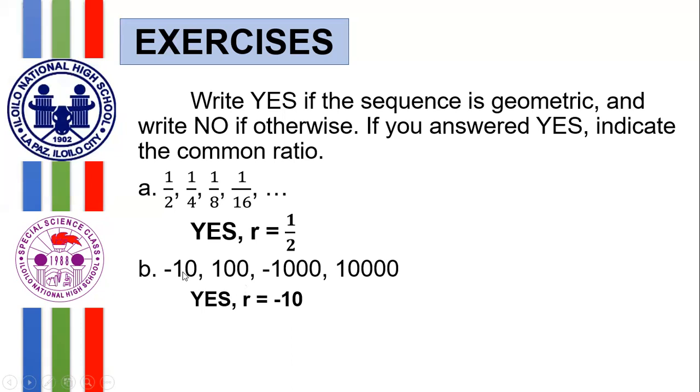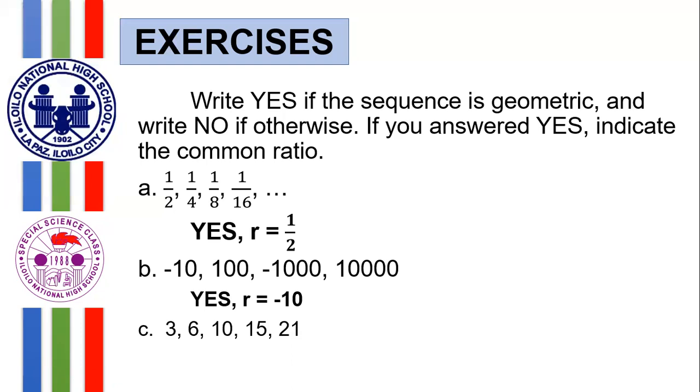100 divided by negative 10, that's negative 10. Negative 1,000 divided by 100, it's negative 10. 10,000 divided by negative 1,000, it's also negative 10. So yes, with a common ratio of negative 10.